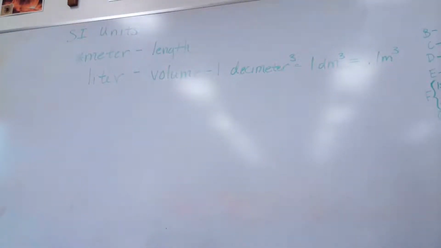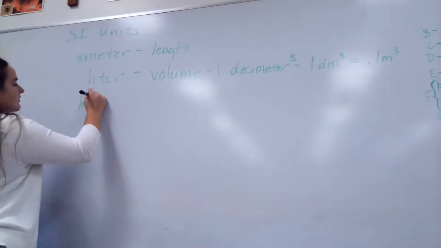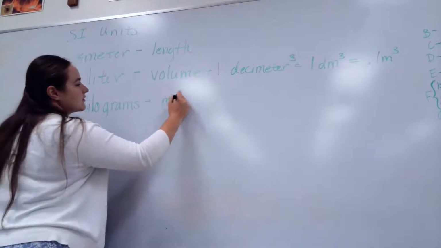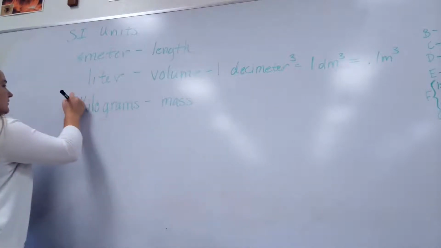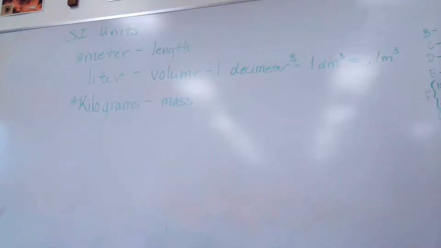So this is going to be the one weird base unit that we have. And instead of it being grams, it's going to be kilograms, because taking 1,000 grams is a much more reasonable unit for us to use in everyday life. Cool? Okay. The ones that I'm putting stars by are your base units.